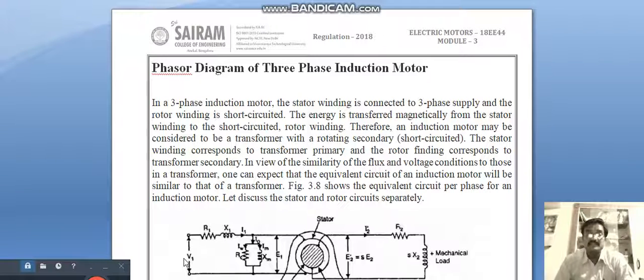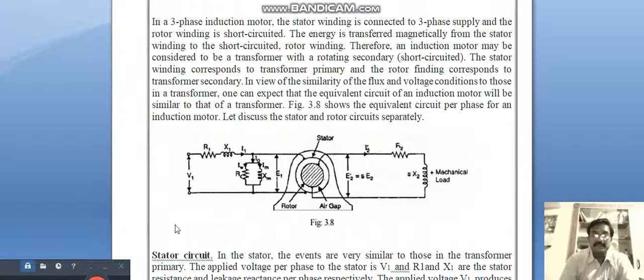In view of the similarity of the flux and voltage conditions to those in a transformer, one can expect that the equivalent circuit of an induction motor will be similar to the transformer. So the equivalent circuit is also similar to a transformer, shown in figure 3.8, the equivalent circuit per phase for an induction motor. Let's discuss the stator and rotor circuits separately.